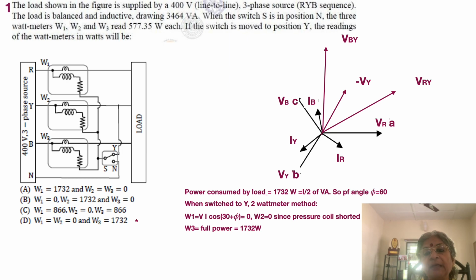Now it's very clear that if you look at W1, which is measuring VRY and IR, the angle between them is 30 plus phi. So W1 reads V into I, where V is of course the line to line voltage, which is 400, and the current is IR, and then we are having cos 30 plus phi. So W1 is going to be VI cos 30 plus phi, and W2 is going to be VI cos 30 minus phi. So far so good.